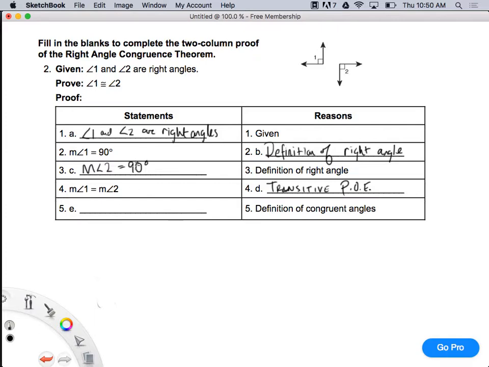Now the last thing. What's the last statement always in every proof? The thing you're proving: angle 1 is congruent to angle 2. And I'm done here. But wait, the reason is the definition of congruent angles. Why? What is the earlier step? The measure of angle 1 equals the measure of angle 2. How do I know that angle 1 is congruent to angle 2? Their measures are equal. That's the definition of congruent angles. Does that make sense to you guys? Are you getting the hang of this?